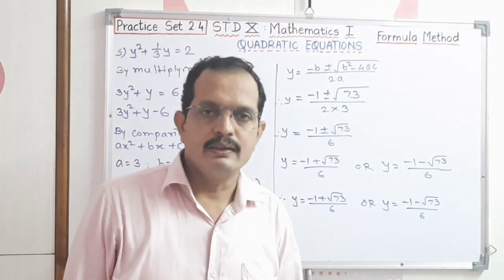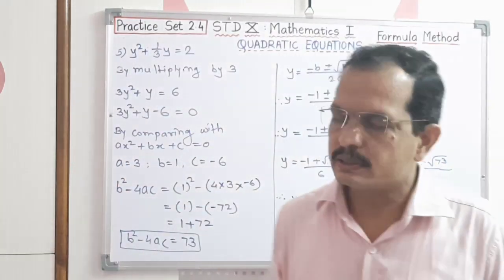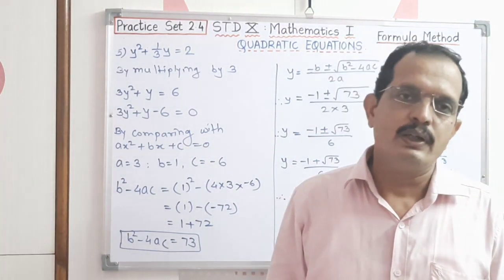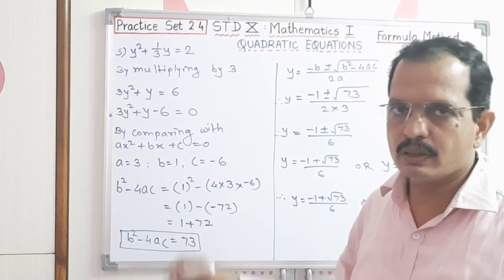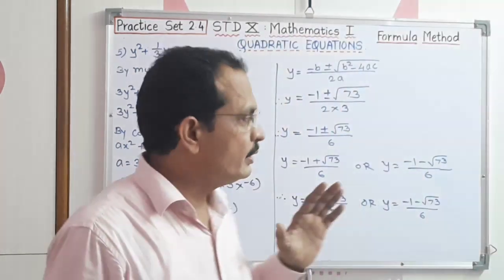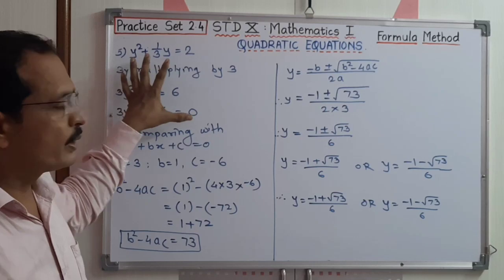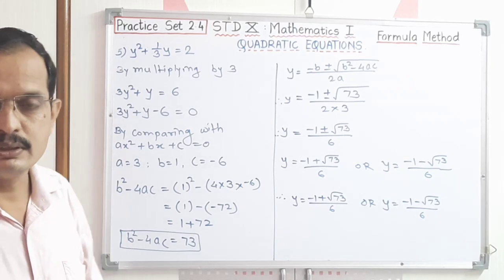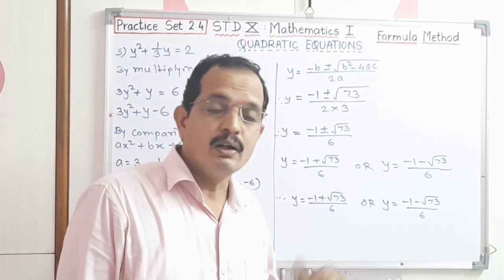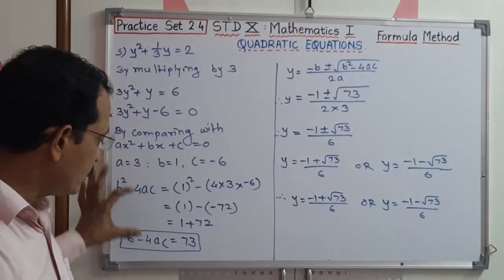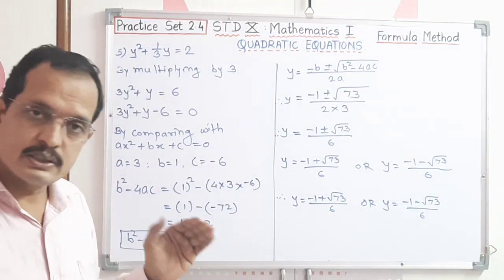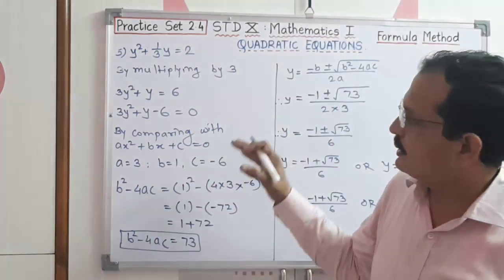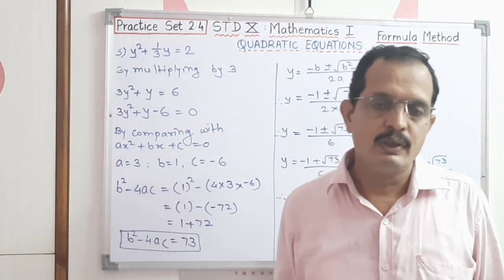Yes student, I think everyone understood this method, the formula method of solving the quadratic equation. From the point of view of the exam, this method is an important one. An equation will be given and you have to compare that equation and find out the values of a, b, c. Such types of questions will be there. Another type of question is to find out the value of b square minus 4ac. This type of 2 marks question will be there in this topic. Therefore, this topic is important from the point of view of the exam.